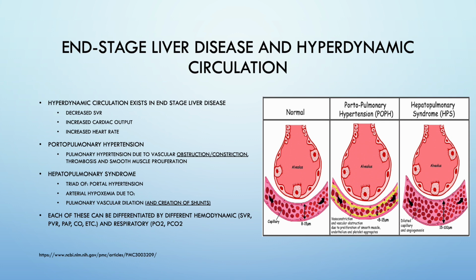These two can be differentiated, and this was the point of the question that was missed by many. These two can be differentiated by different hemodynamic variables. So by measuring PA pressures, cardiac output, pulmonary vascular resistance, and others, we can differentiate the pulmonary hypertension disease, which is portopulmonary hypertension, from a shunting disease, which is hepatopulmonary syndrome.